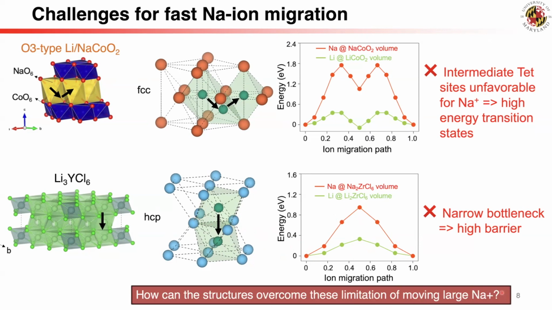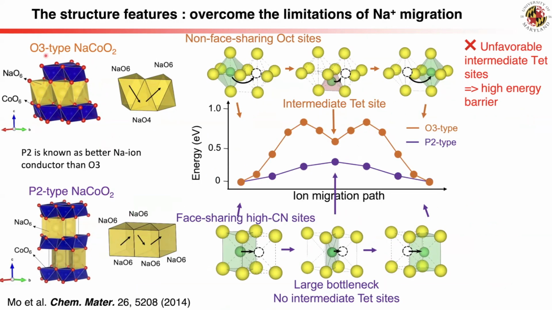So how does a good sodium conductor overcome this limit on the diffusion of the large-radius sodium ion? Here we compare this O3 FCC anion framework versus one of the other polymorphs, a P2-type sodium cobalt oxide. We showed the O3 has an intermediate site and a small bottleneck. The P2 structure is known to give much higher ionic conductivity than the O3.